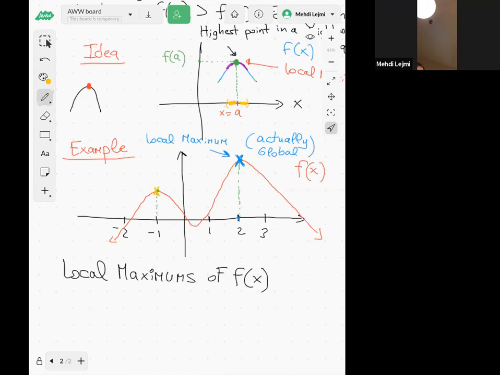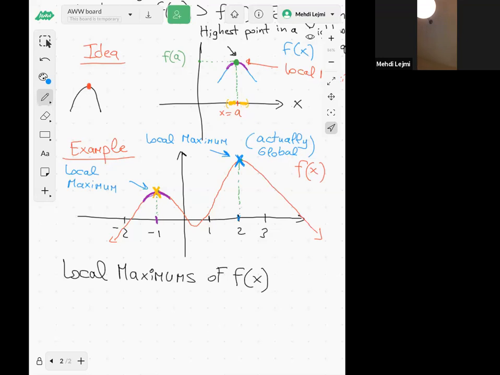This is a local maximum because if you take a small neighborhood of -1, this is my -1, then this point would be the highest one in that small neighborhood, but not the highest one in the whole graph. So it's not a global maximum, because it's not the highest in the whole graph, but it's a local maximum.